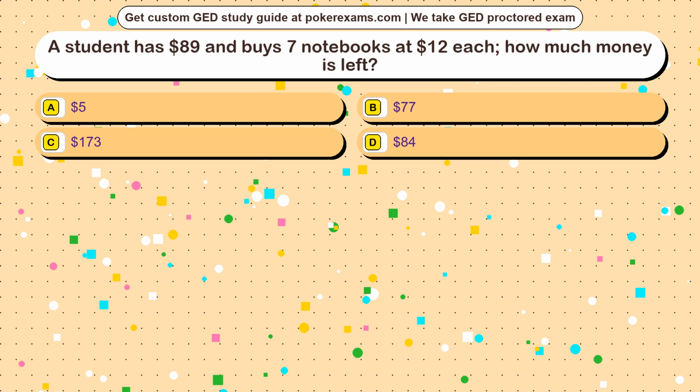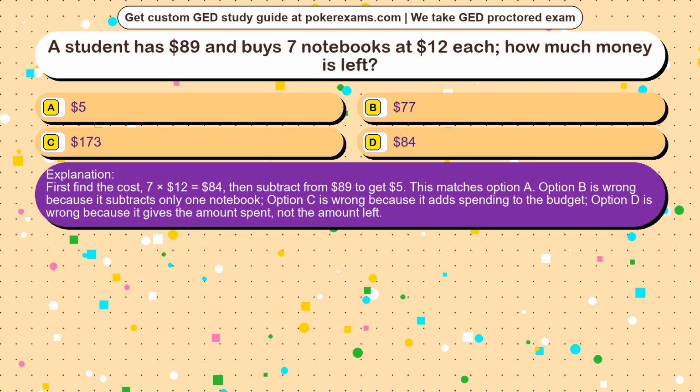The correct answer is option. First find the cost. 7 times $12 equals $84, then subtract from $89 to get $5. This matches option A. Option B is wrong because it subtracts only one notebook. Option C is wrong because it adds spending to the budget. Option D is wrong because it gives the amount spent, not the amount left.